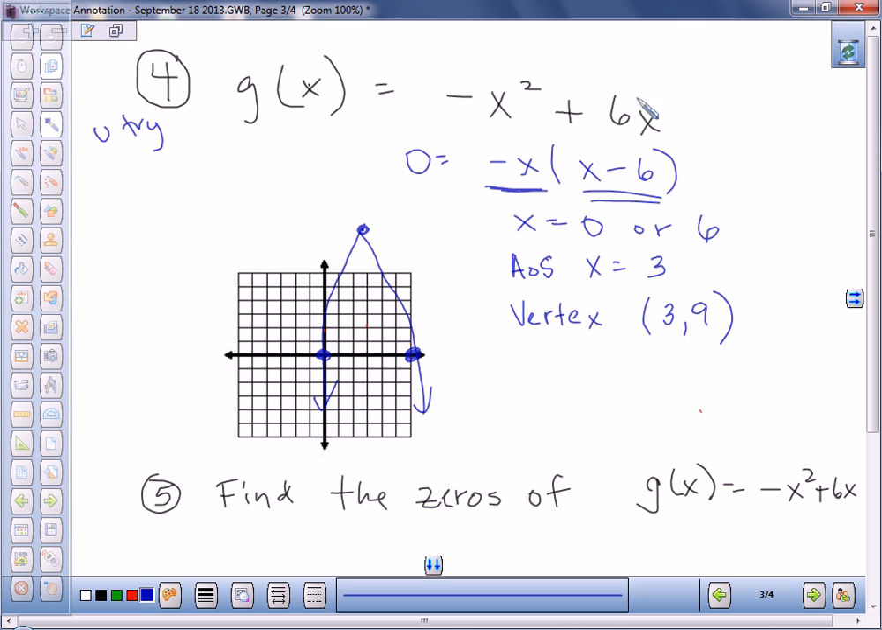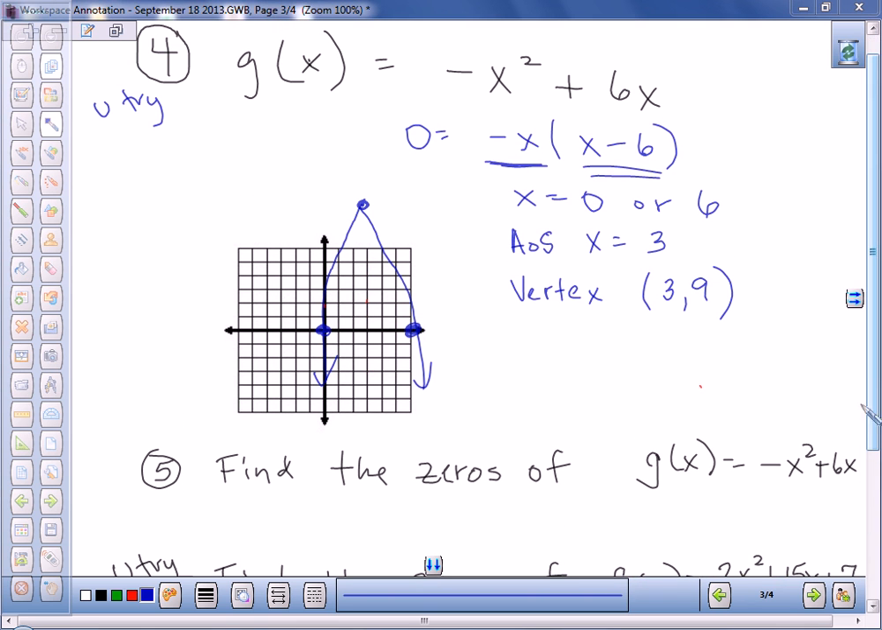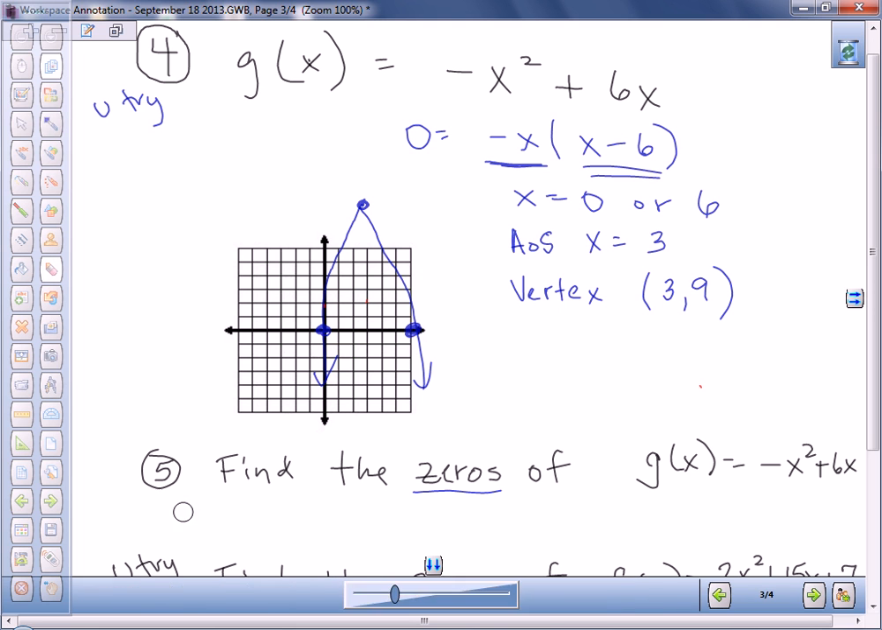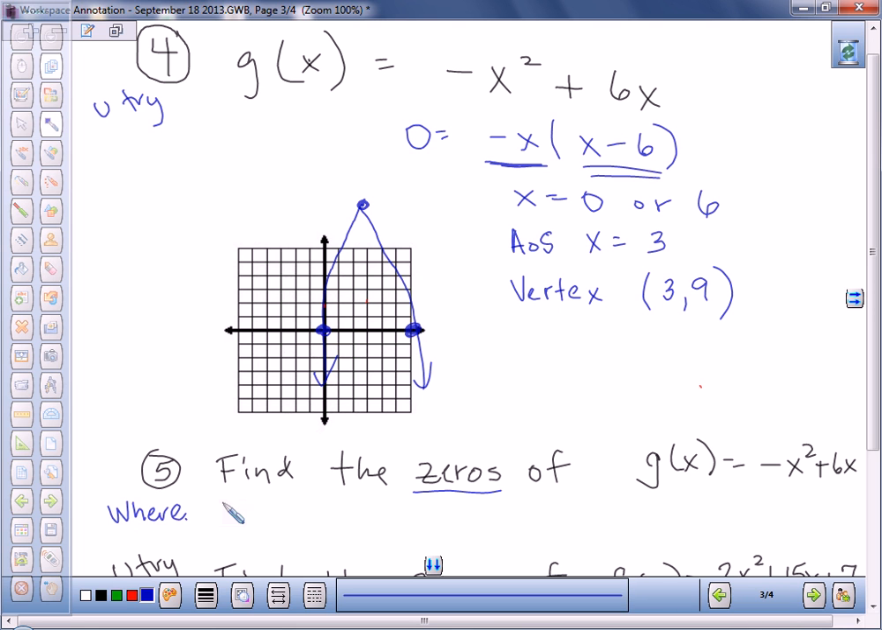Okay, now the next thing I'm going to talk about is not actually graphing it. It's when they ask us to find the zeros of a function. When they ask us to find the zeros of a function, does it make sense that is where the function has a value of 0? That's what a zero is, where the function has a value of 0. So what would we plug in for the function part?